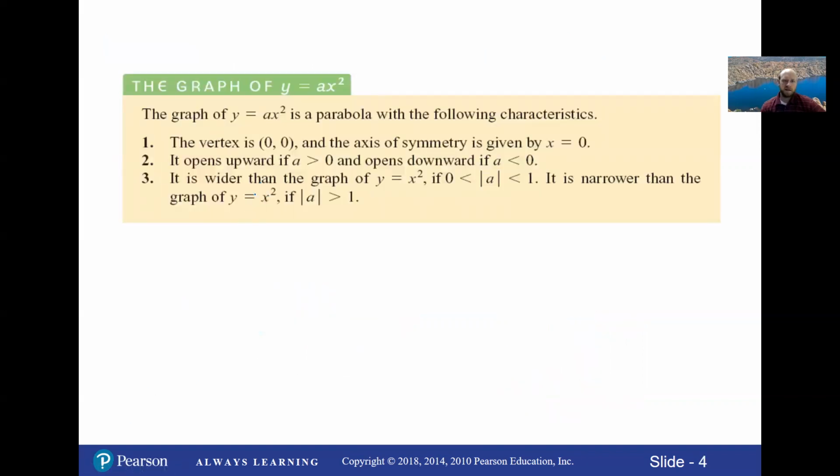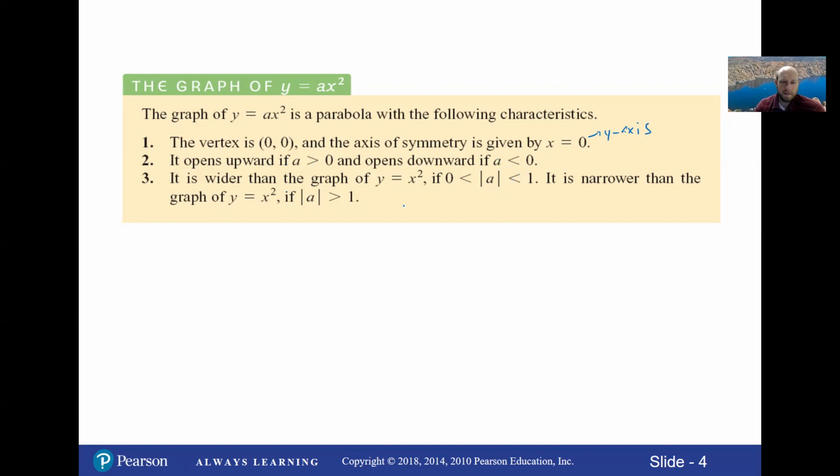So to summarize, the graph of y equals ax squared is a parabola with the following characteristics. Again, nothing is next to this ax squared, and we will talk about that in a little bit. The vertex of this graph is going to be 0, 0. The axis of symmetry, like we talked about last time, is x equals 0, or the y-axis. It opens upward if a is greater than 0 and downward if a is less than 0.